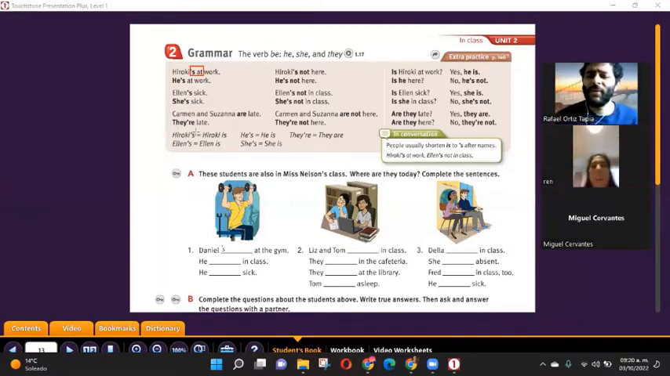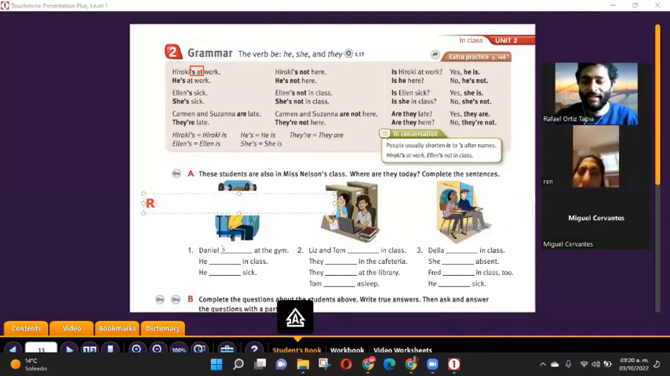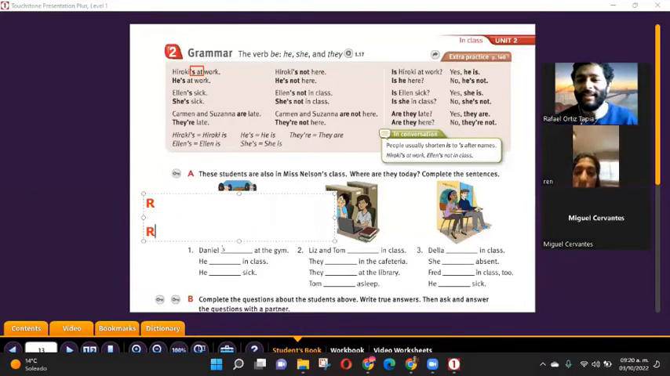Exactly. And by the way, I have a question for you. What do you think is the difference between the R in English and the R in Spanish? Have you ever noticed that difference? The letra R in English and the R in Spanish.